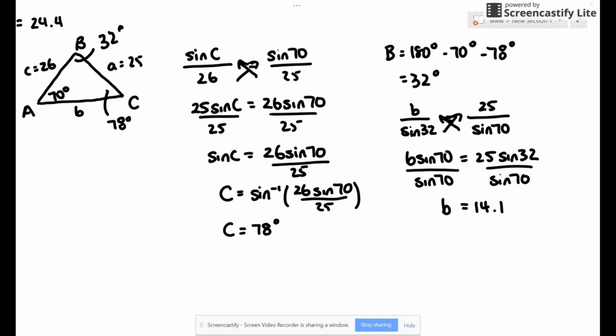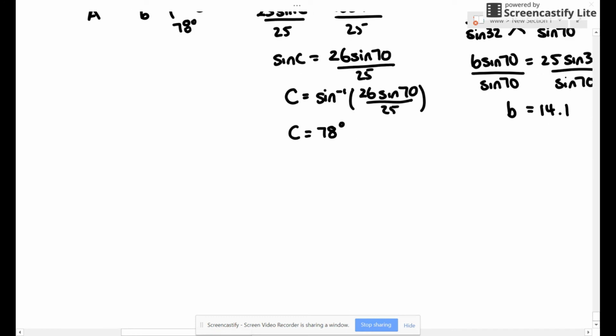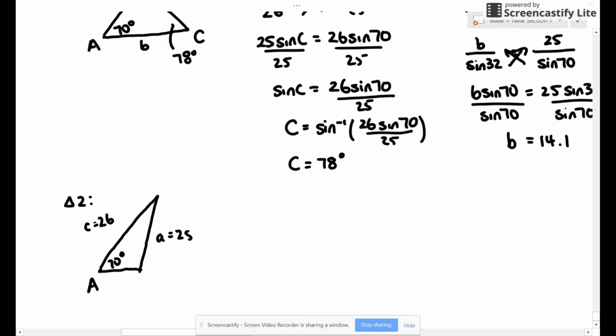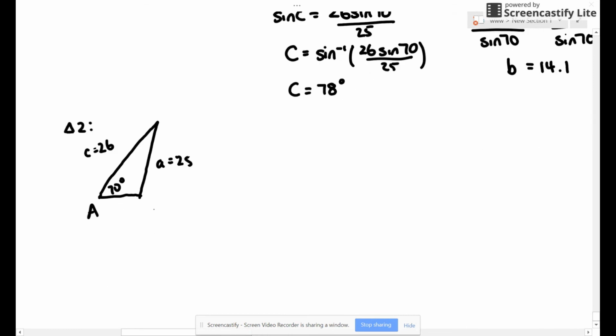But because this is an ambiguous case question, there's going to be a second triangle. So we're going to take a look at the second triangle now. So triangle number 2. And remember what I said about the second triangle? It's going to look like an obtuse triangle for our cases here. So this is angle A, so still 70. This is side C, 26. This is side A, which is 25. And then this angle here, originally in my other triangle, was C. This is going to be C prime. This is going to be B prime. This side becomes C prime because it's opposite, and this is side B prime.